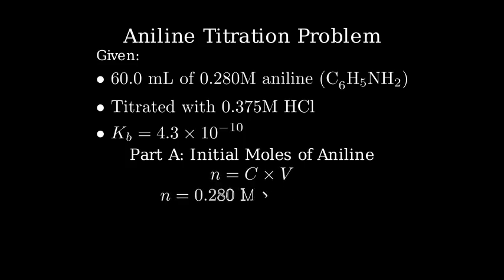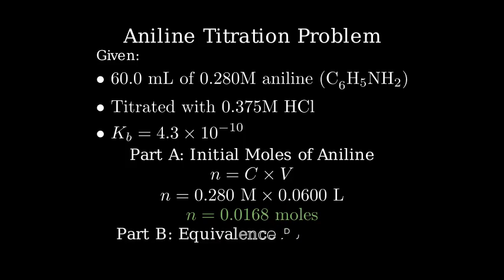Let's start with part A, calculating the initial moles of aniline. We use the formula moles equals molarity times volume in liters. With 0.280 molar concentration and 60.0 milliliters, which is 0.0600 liters, we get 0.0168 moles of aniline.